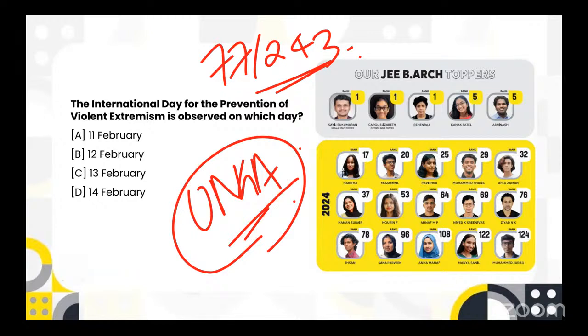So the day on which they adopted it is celebrated as the International Day for Prevention of Violent Extremism, and that is observed on Feb 12th. Again, the purpose is to raise awareness about the dangers of violent extremism.